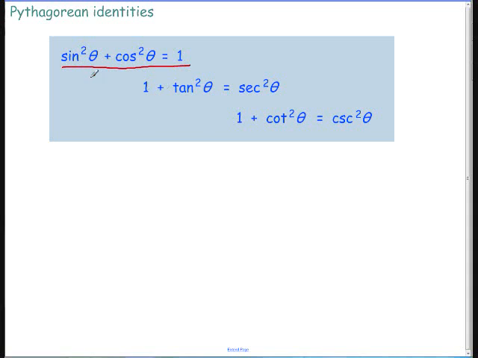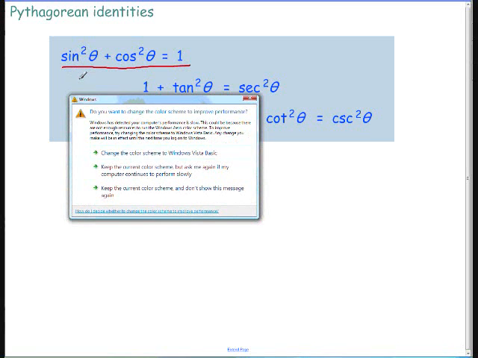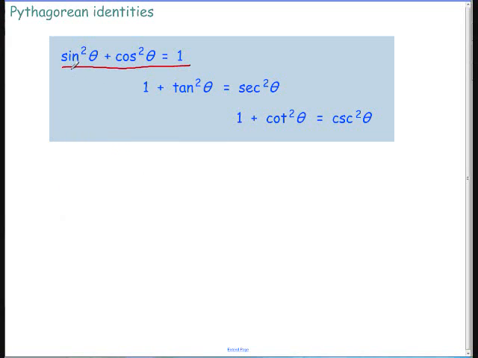How do you derive this one? You divide everything through by sine squared theta. How do you derive this one? You divide everything, just the opposite, isn't it? For this one, if you divide everything through by sine squared theta, you get this identity. If you divide everything through by cosine squared theta, you get this identity.